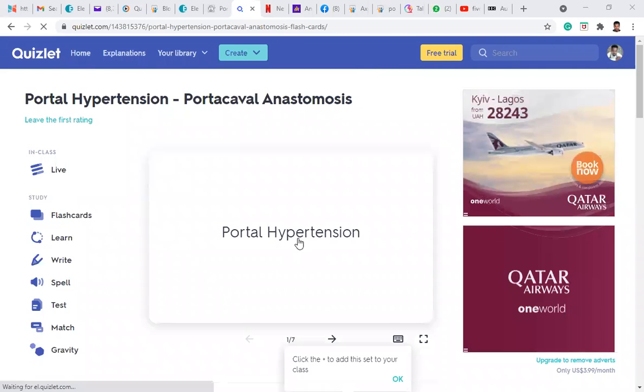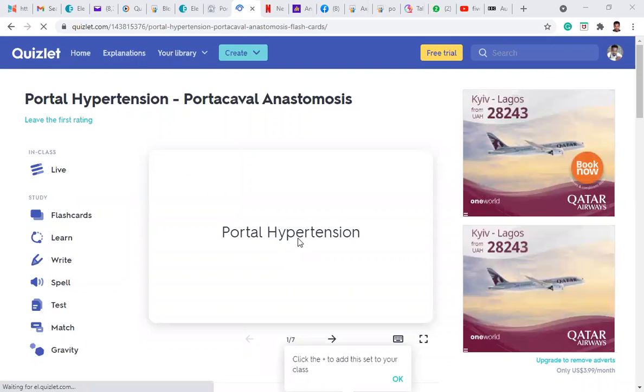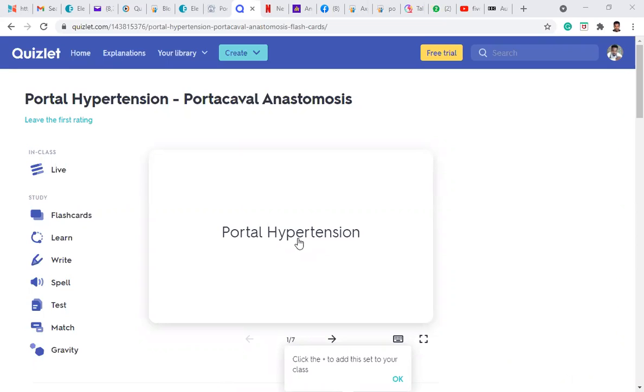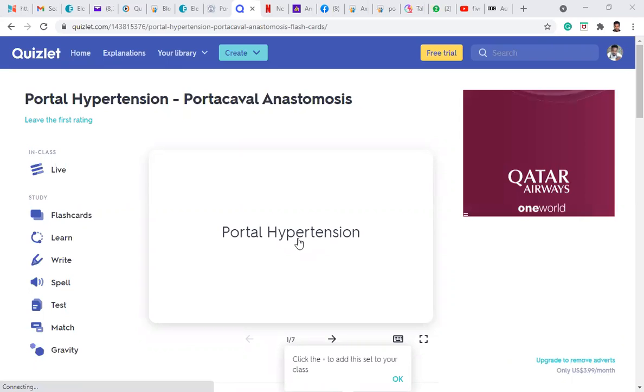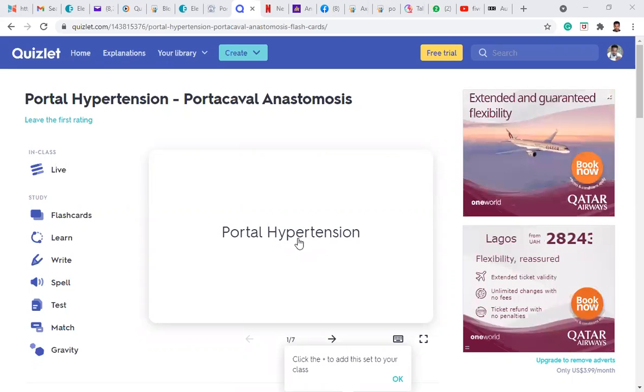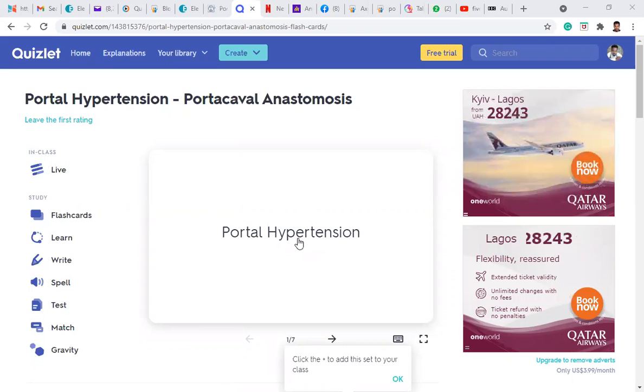So, portal hypertension. What is portal hypertension? From the name, you would see that we're talking about the portal vein or the portal venous system. And then hypertension is an increase in the blood pressure. So portal hypertension is simply an increase in the blood pressure within the portal venous system.